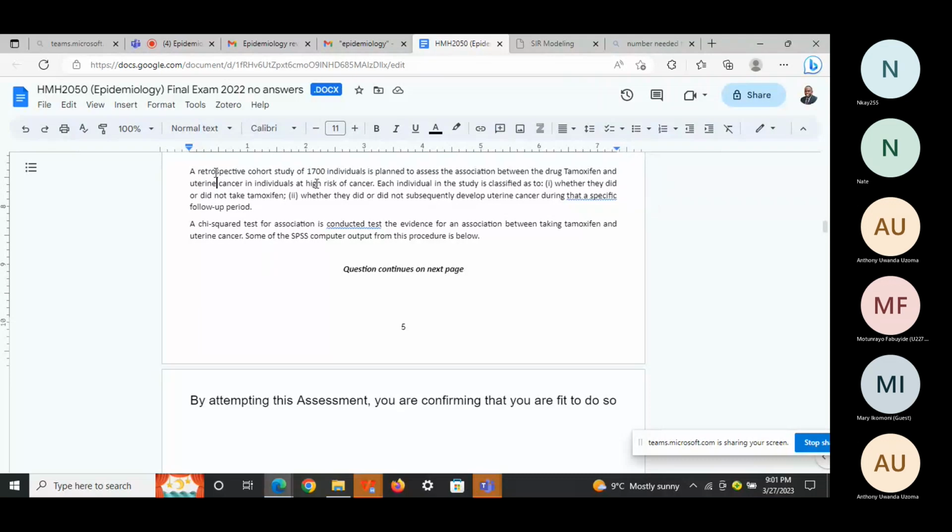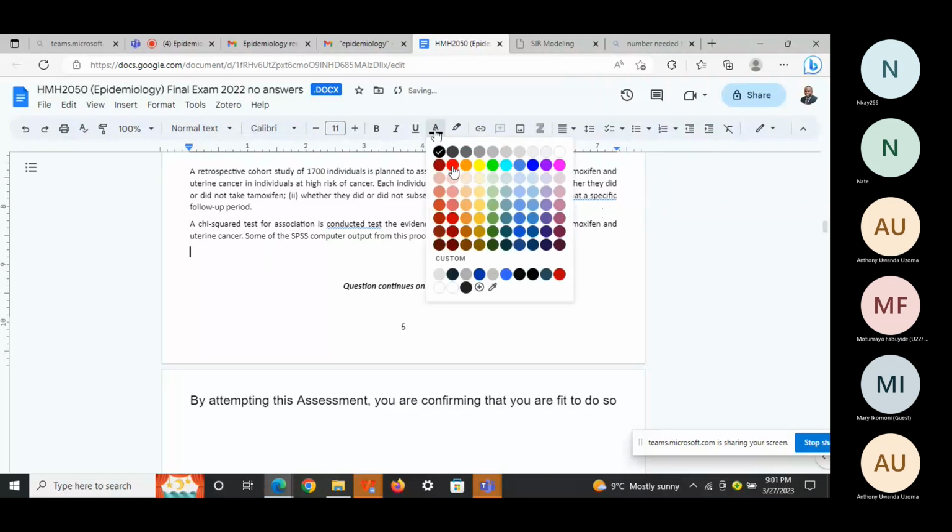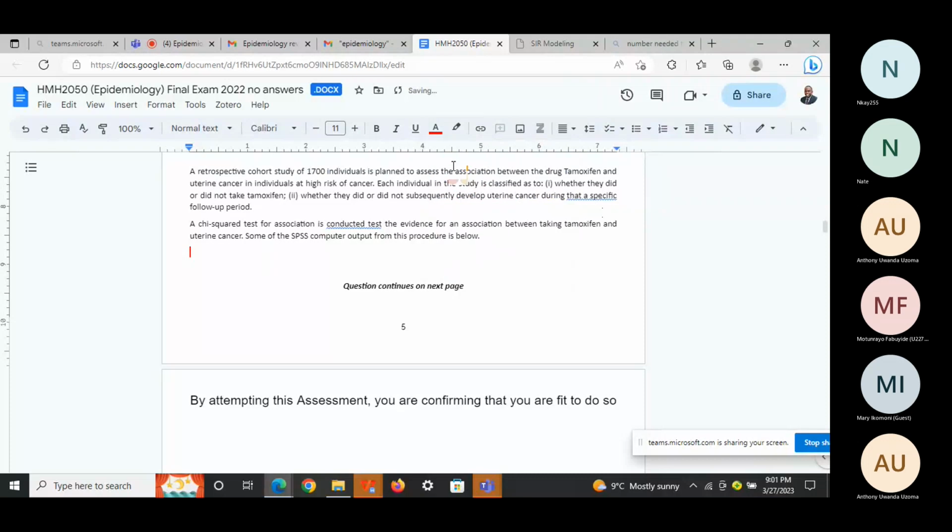A retrospective cohort study of 1,700 individuals. To assess the association, like I told you, always tell me what is the exposure and what is the outcome. Before I even answer this question, the first thing is: what is the exposure? That's the first question, and then what is the outcome? It said association between tamoxifen and uterine cancer.